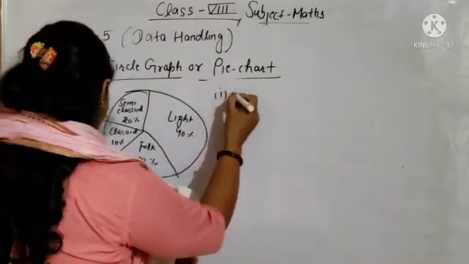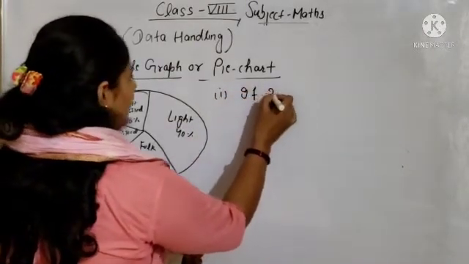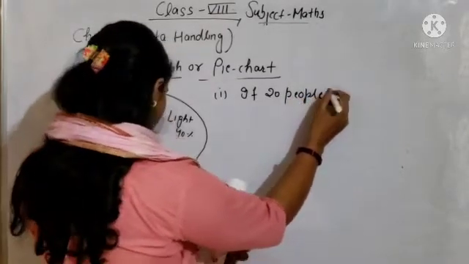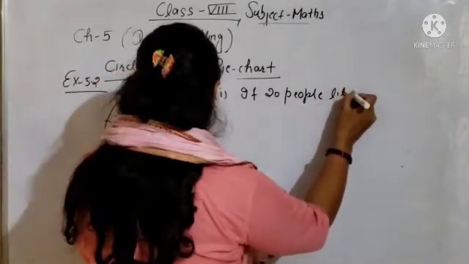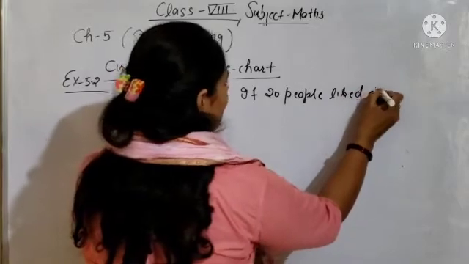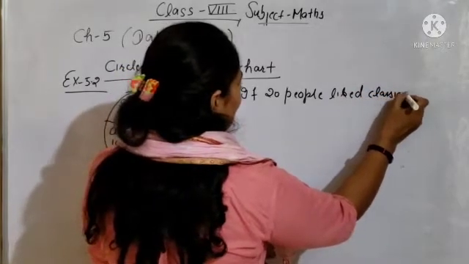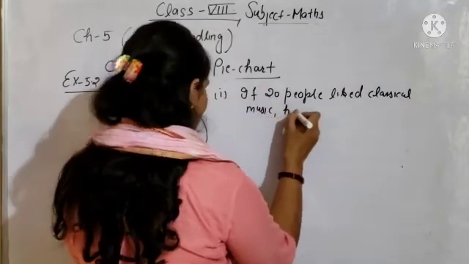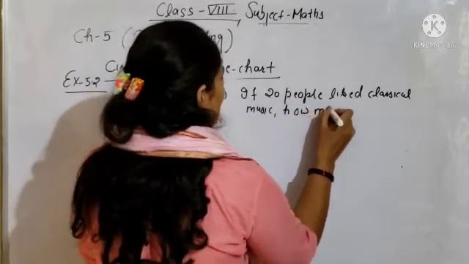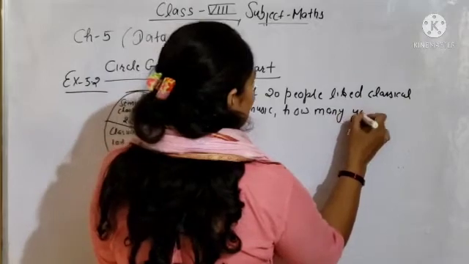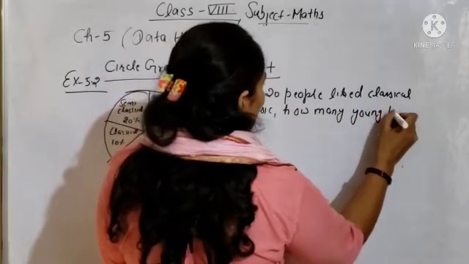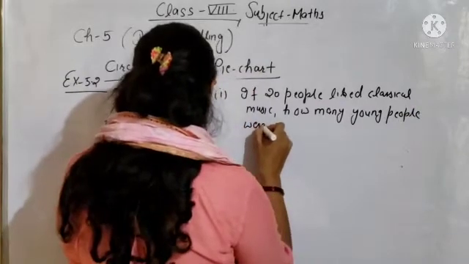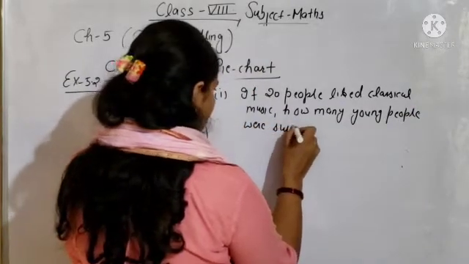First question, it is given, if 20 people liked classical music, how many young people were surveyed?